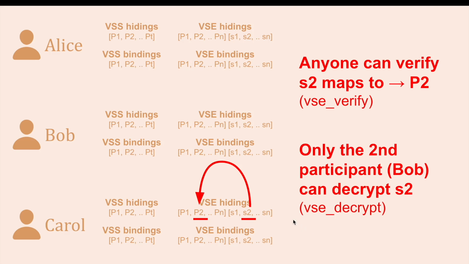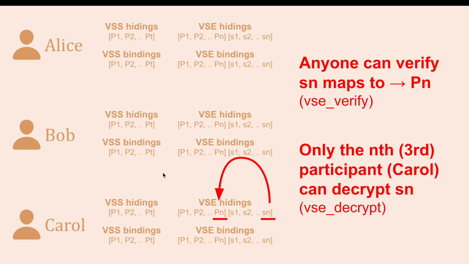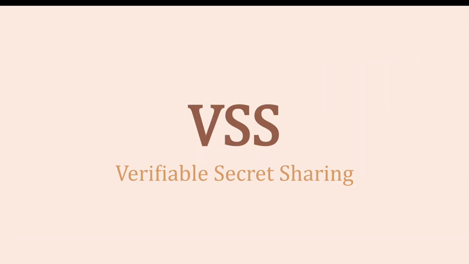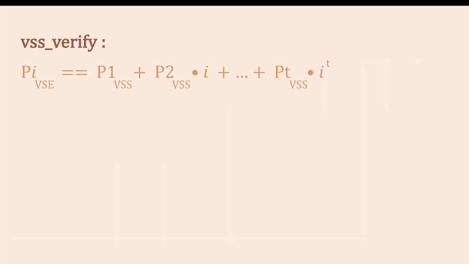And when decrypted, it gives Bob his secret share. But anyone can verify it. It maps to P1, P2, and similarly Sn, same for bindings. So the VSS is a simple primitive, right?